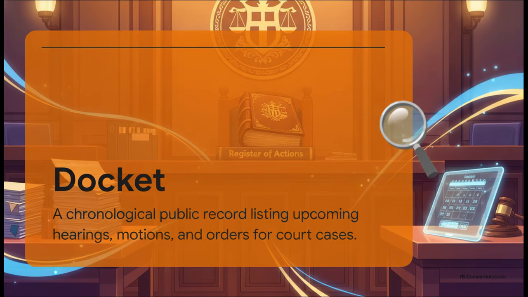The main one is the docket, or register of actions. It's just a chronological public record. Think of it like the court's daily agenda and history book all rolled into one. It lists upcoming hearings, schedules, every motion filed, and every judge's order. It literally tells the complete story of a case.